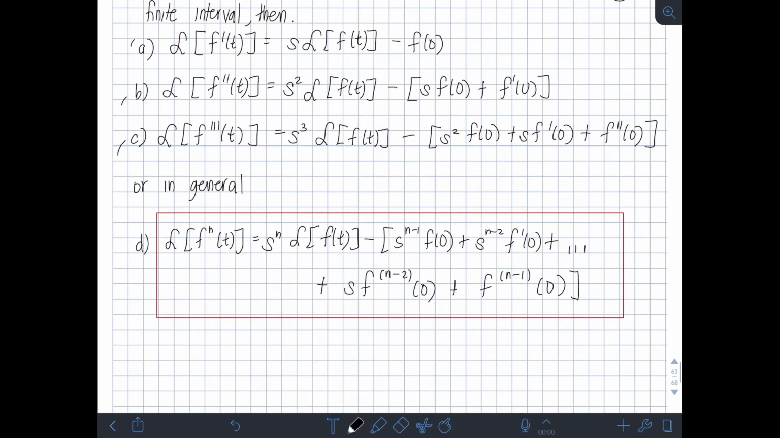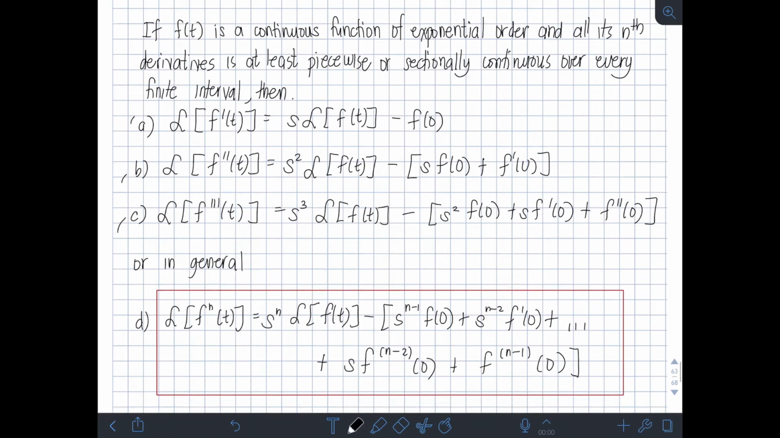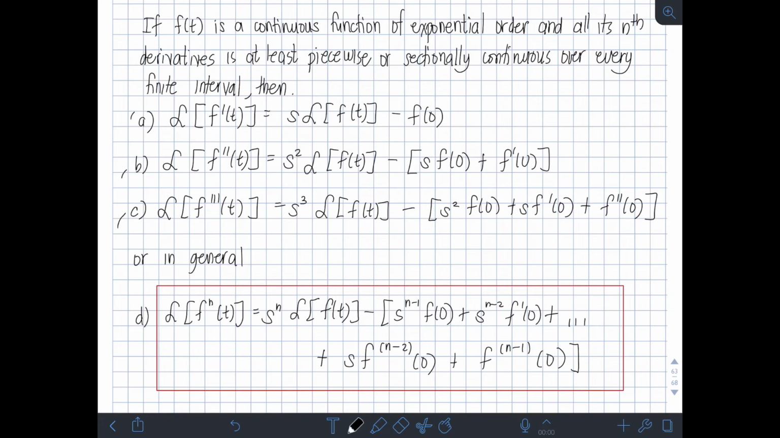Or in general, let's say we have the nth derivative of f of t, its Laplace transform of f nth derivative of t is equal to s raised to n Laplace transform of f of t minus quantity s raised to n minus 1 f of 0 plus s raised to n minus 2 f prime of 0 plus ... plus s times f raised to n minus 2 derivative at 0 plus f raised to n minus 1 derivative at 0. Okay, so mapapansin nyo sa formula, meron tayong value ng function evaluated at 0 as well as yung first derivative, second derivative, up to nth derivative.